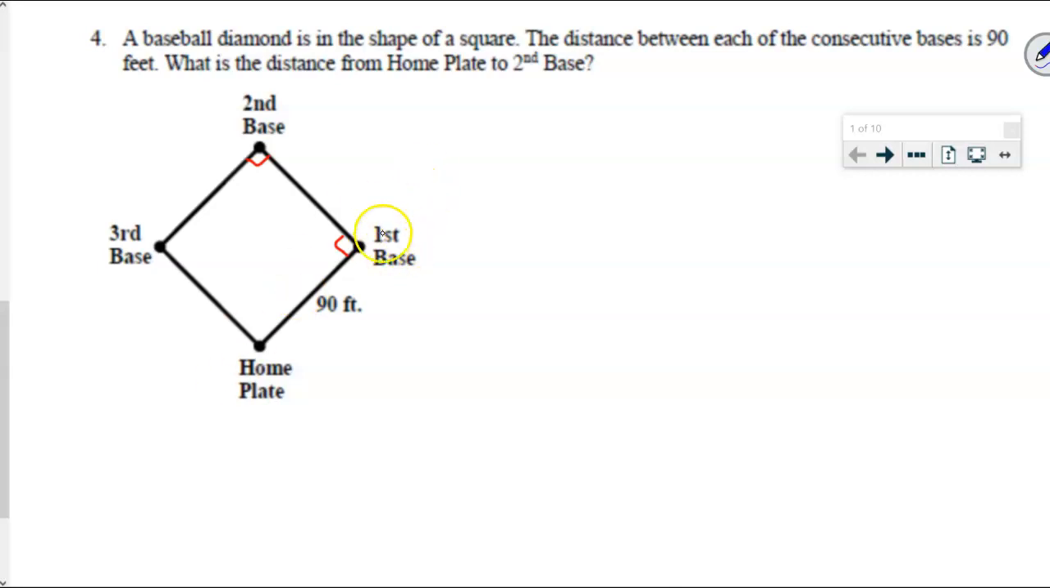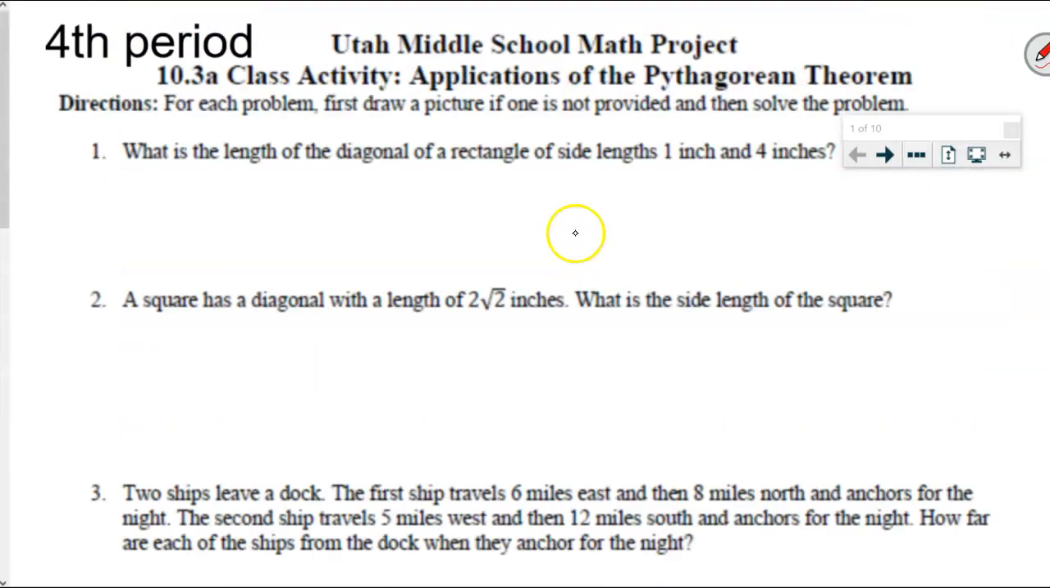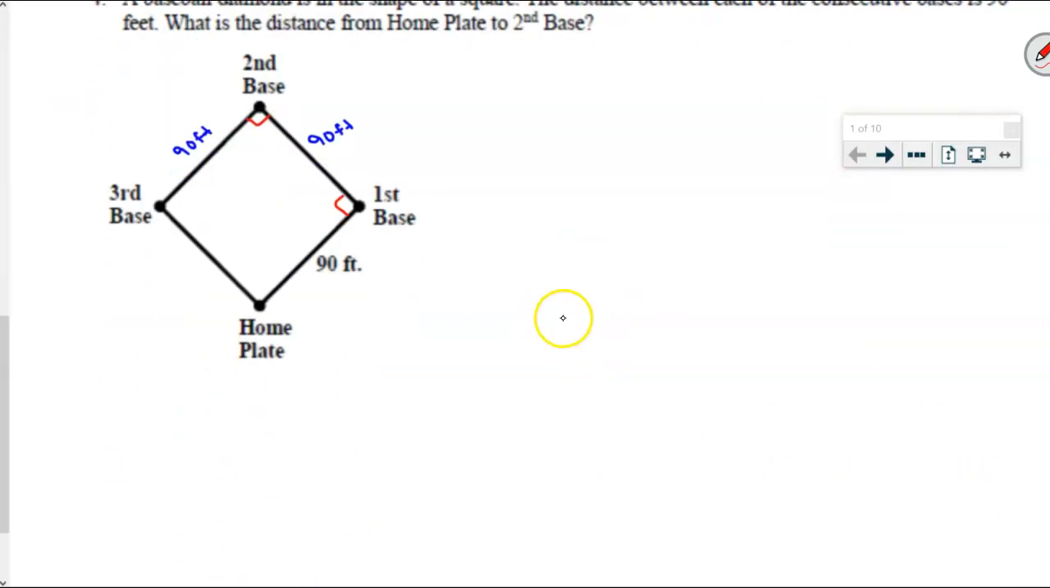So from home to first is 90 feet. First to second is going to be 90 feet. Second to third is going to be 90 feet, etc. Using that information, knowing that this is called applications of the Pythagorean Theorem, I wonder what we could use to help us figure out the distance from home plate to second base. When that catcher has to make that throw from home plate to second base, how far does it have to go? Chandon, what would you do?